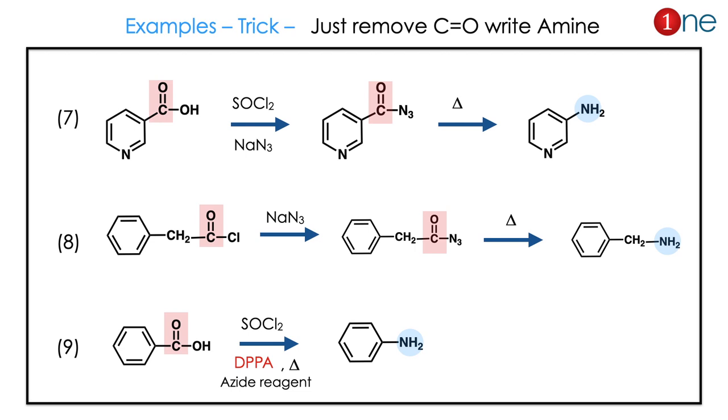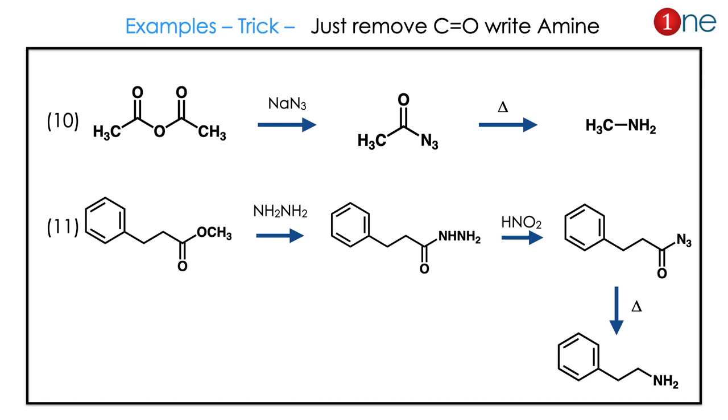Then the ninth example, simple benzoic acid, you convert it into azide using DPPA. It's an azide reagent, it produces the azide there. So it converts and you have the final product amine there. Then the next example, you're starting from the anhydride. You're attacking with azide, you have azide formation and finally Curtius rearrangement. The final product is simple amine.